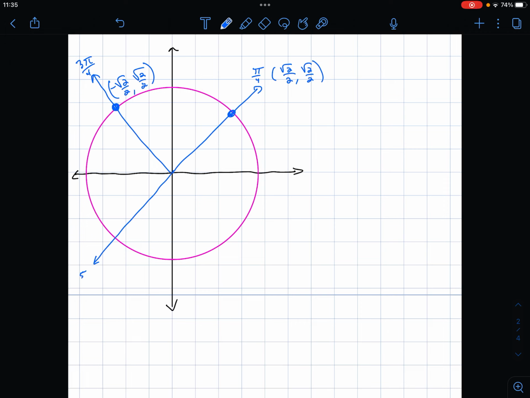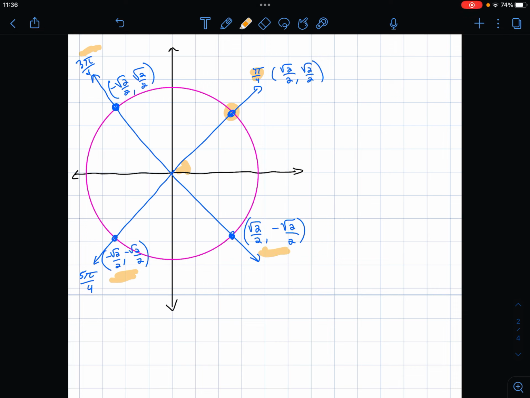Then if I have my angle 5 pi over 4, I'm going to have negative root 2 over 2, comma, negative root 2 over 2, because we are negative, negative in quadrant 3. Both x and y are negative. And then finally, in quadrant 4, x is positive root 2 over 2, and y is negative, negative root 2 over 2. And so simply by knowing the trig functions on this one angle here, pi over 4, I'm able to really fill in everything else simply by changing the signs to correspond to the quadrant.